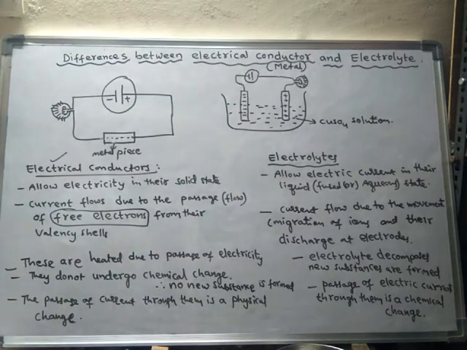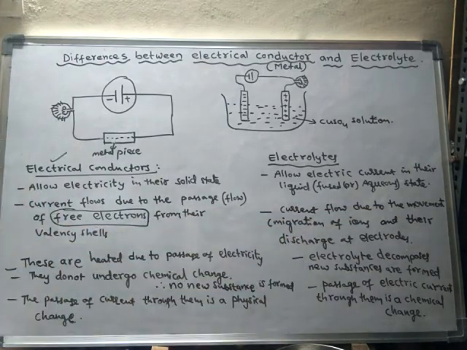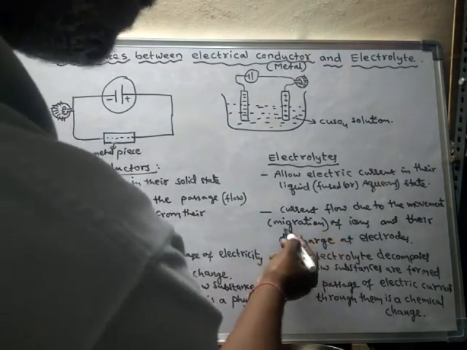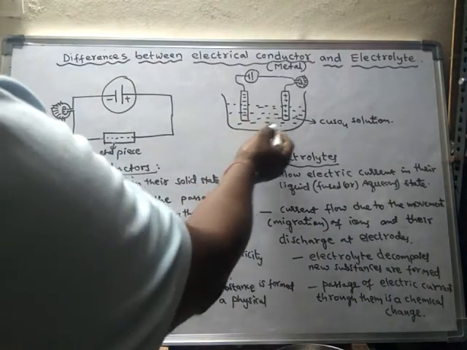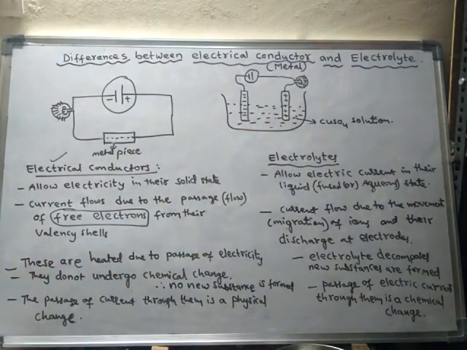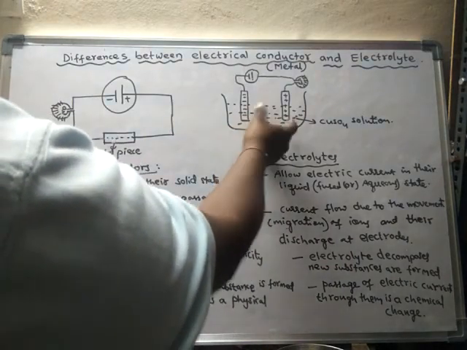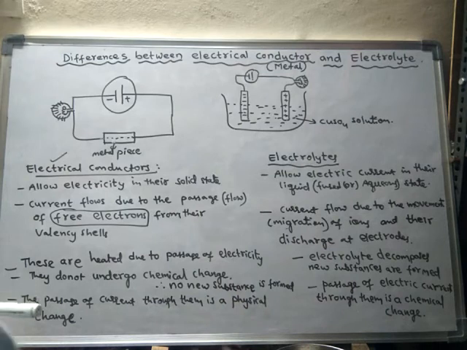But in case of electrolytes, the current flows due to the movement of ions or else migration of ions. So there are free ions in their liquid state. When these free ions move, the current will flow. And also these ions will discharge at their electrodes. Cation will lose its charge. Cation will discharge at cathode. Anion will discharge at anode. So due to the discharging process also, the current will flow.